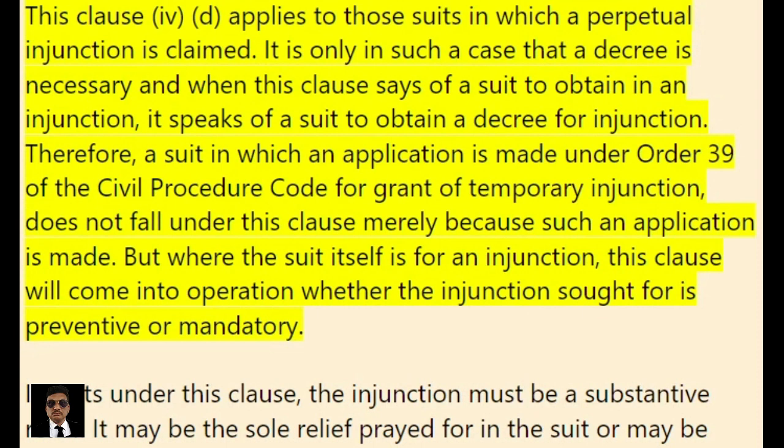It is only in such a case that a decree is necessary, and when this clause speaks of a suit to obtain an injunction, it speaks of a suit to obtain a decree for injunction. Therefore, a suit in which an application is made under Order 39 of the Civil Procedure Code for grant of temporary injunction does not fall under this clause merely because such an application is made. But where the suit itself is for an injunction, this clause will come into operation whether the injunction sought for is preventive or mandatory.